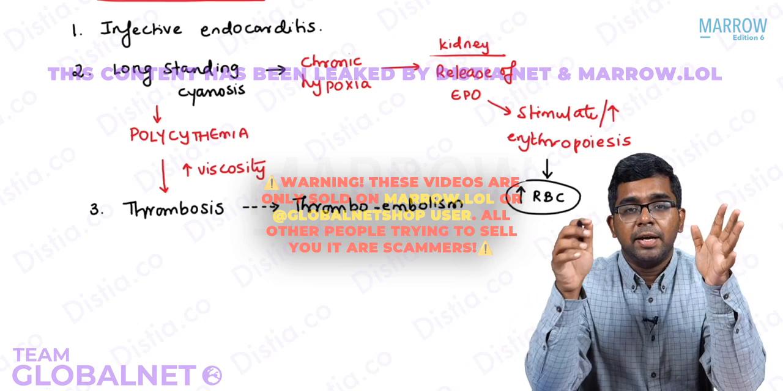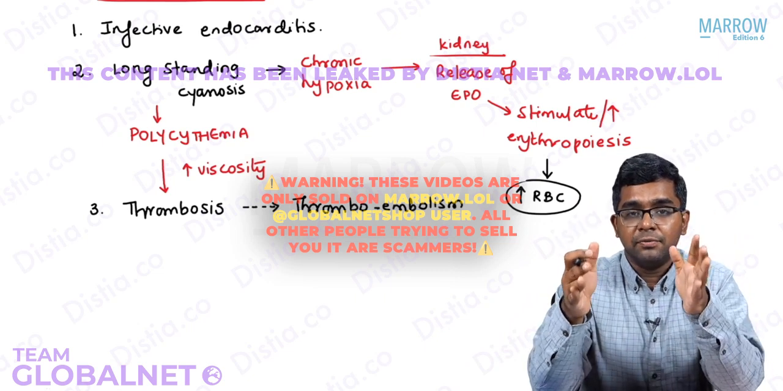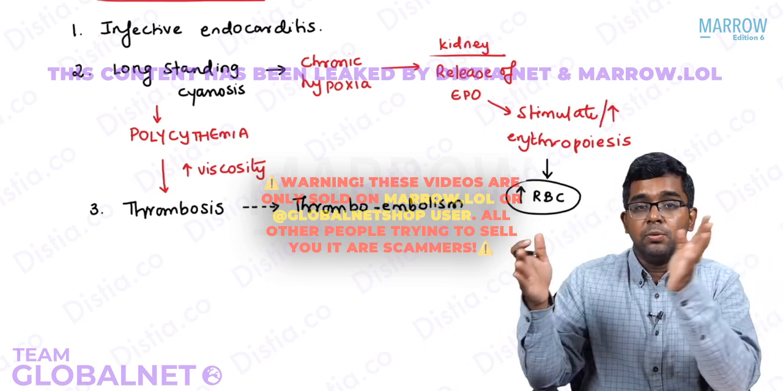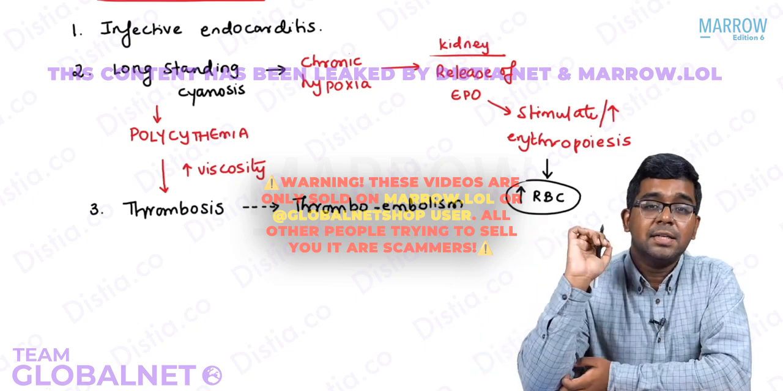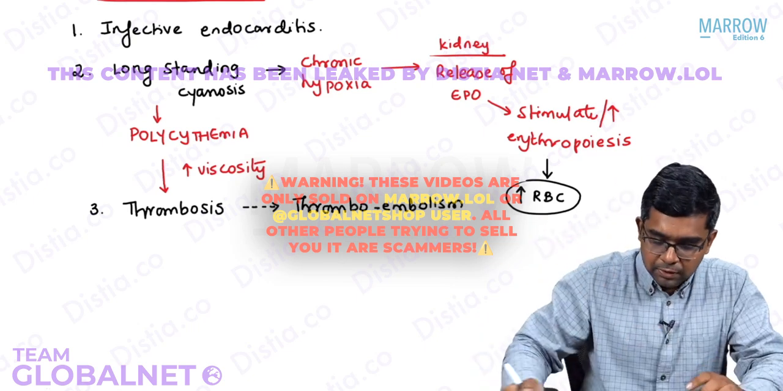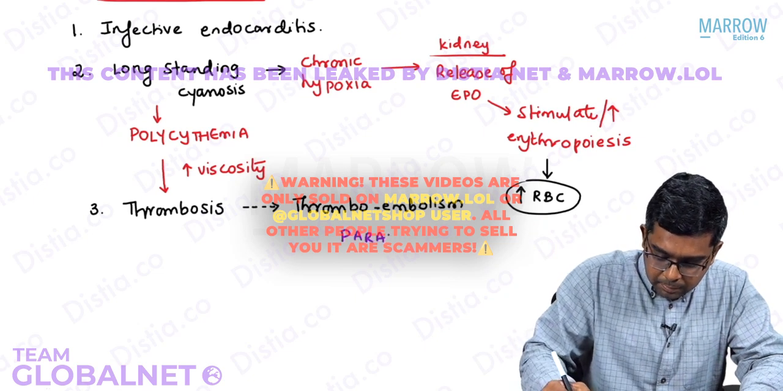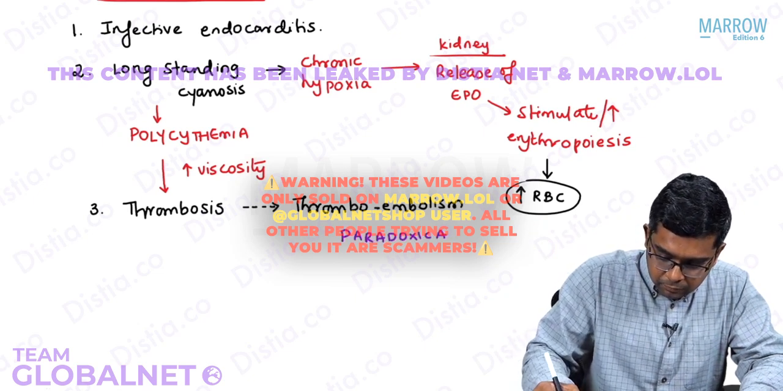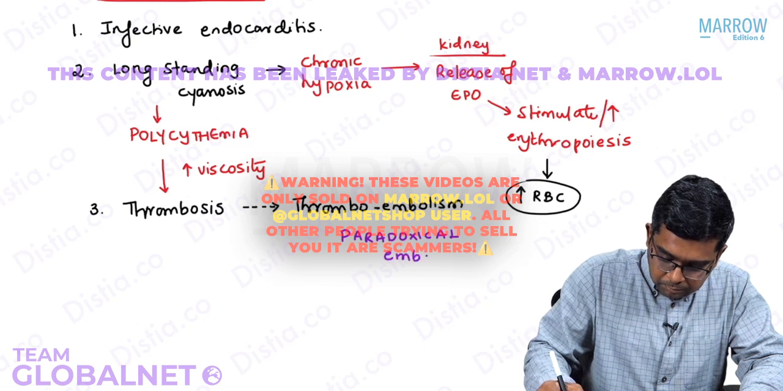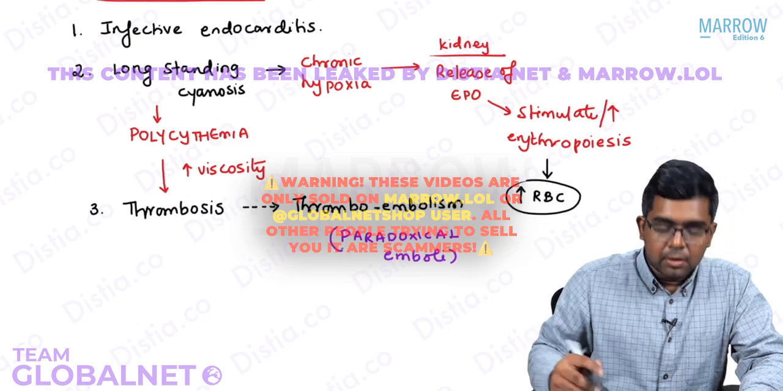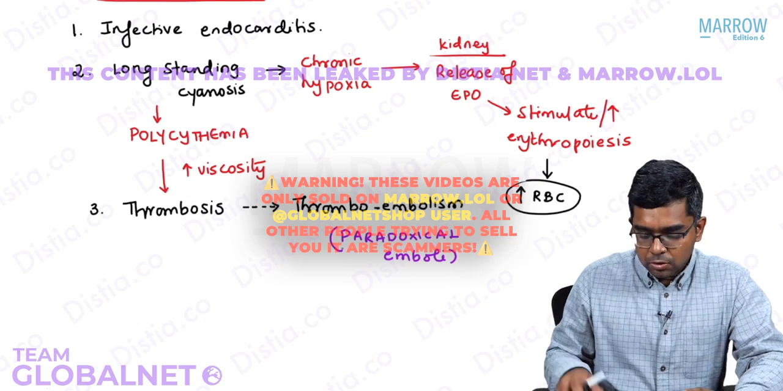So what is happening? An emboli, which is originating in the venous side of the circulation, is now entering finally into the arterial side of the circulation. This is what we call paradoxical emboli. Paradoxical emboli. Very important. Okay, so that is the next complication.